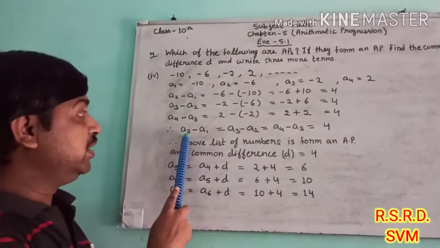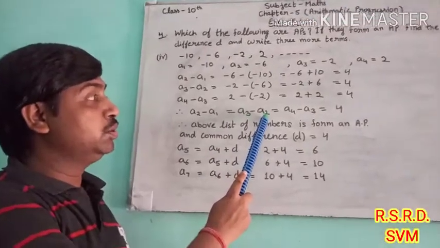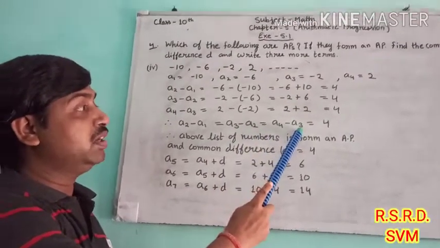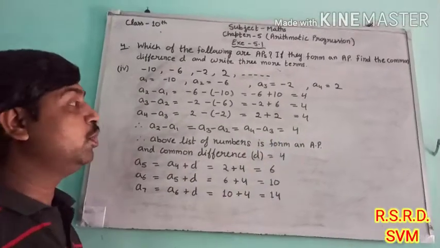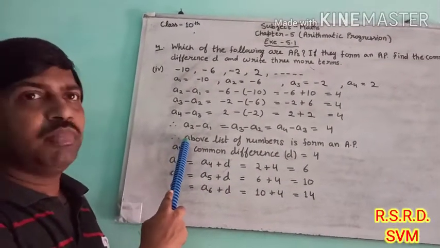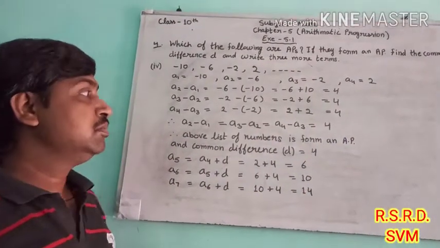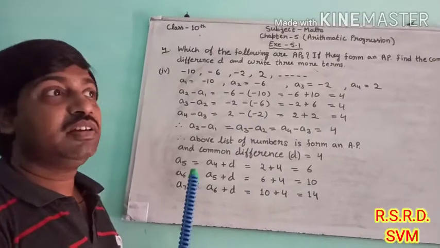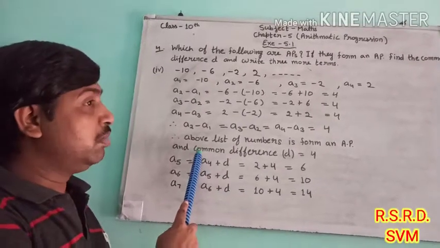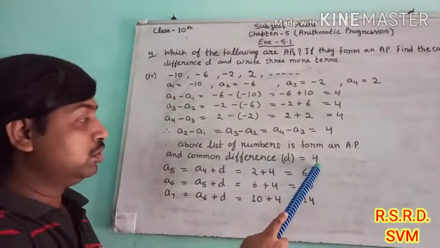So we can write A2 minus A1 equal to A3 minus A2 equal to A4 minus A3 equal to 4. So we can say that the above list of numbers forms an AP. Means the above series is what? AP. And what will its common difference be? The common difference D is 4.